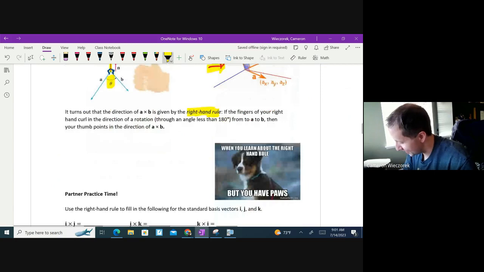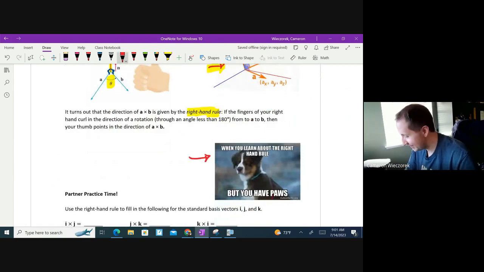And I like the joke here. If you're a dog, you have paws. How do you do it if you're a dog?